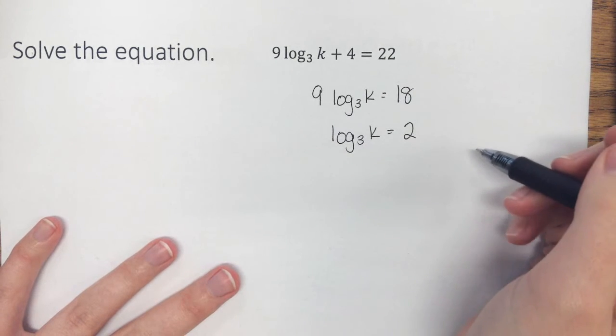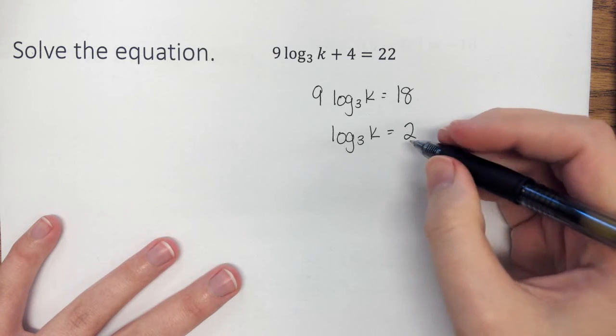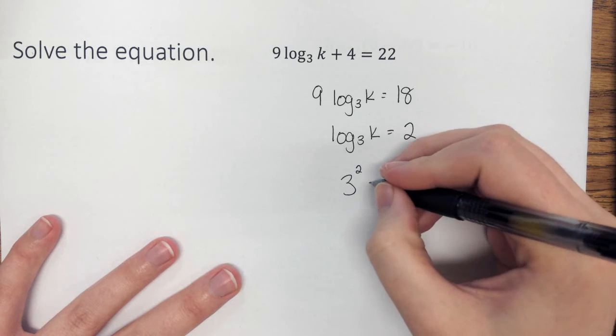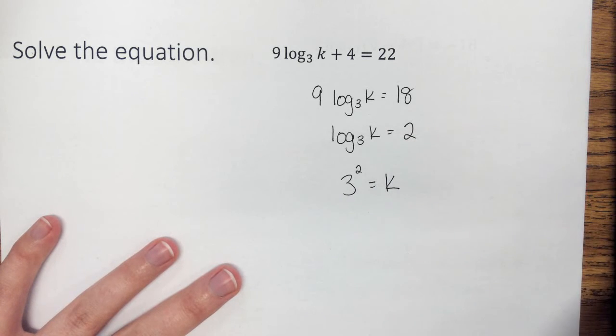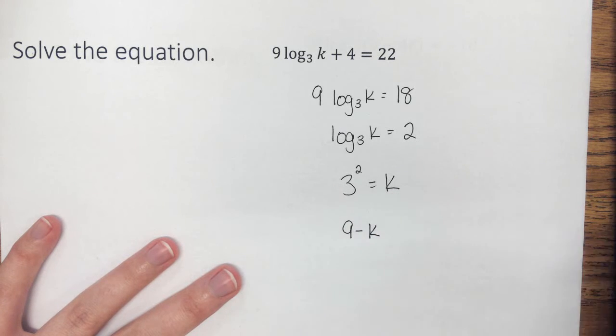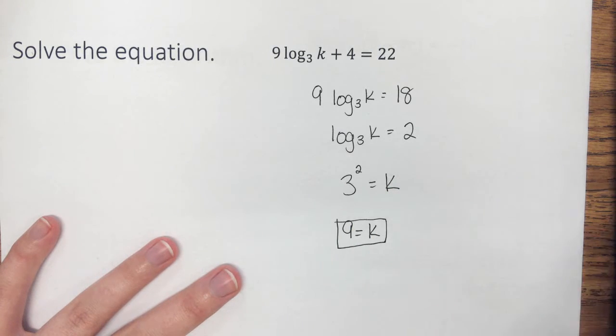Now from here, this is one of those situations where it's good to be able to rewrite. So I'm going to rewrite this as an exponential. The base is 3. The power would be 2. And it equals k. Now that's something that's fairly easy to solve. Looks like k should be 9. You're going to want to check that on your calculator, but it should work for you.